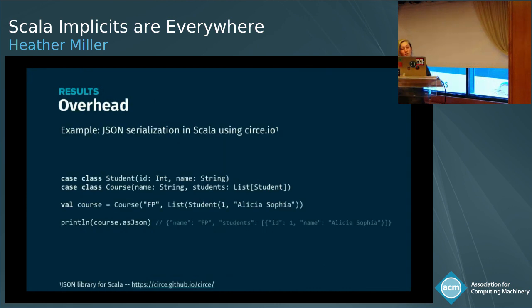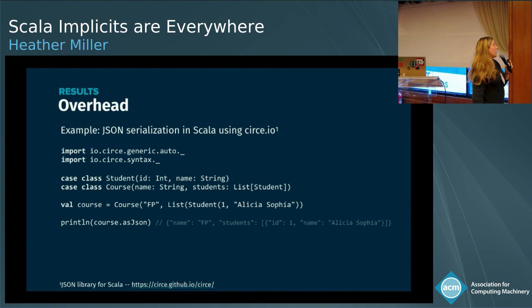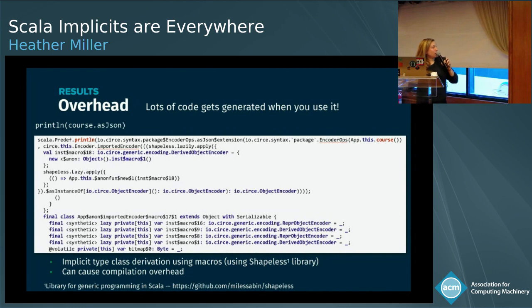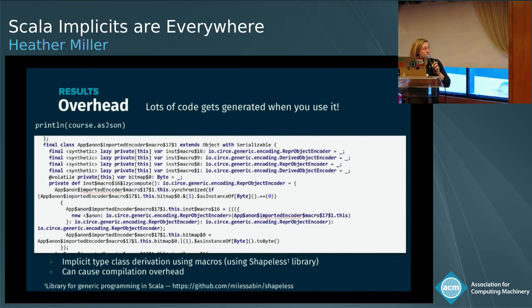And then I'm going to mention one more thing before I wrap up, and that is overhead. This is just a quick example of a serialization library that uses implicits to generate the serializers, the encoders. It's not really important to pay attention to how everything works, but we just have something, this class here, and all we want to do is convert it to JSON. And this is what gets generated.